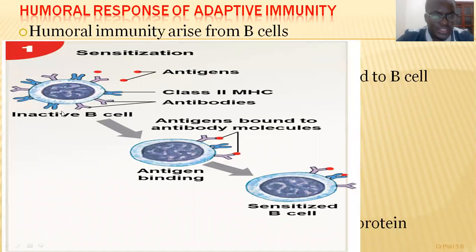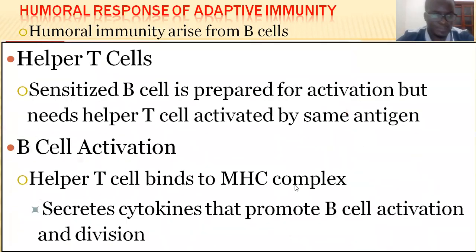So you can see the inactive B cells that can be activated by this antigen binding to antibodies. On the plasma membrane of these cells, you also have antibodies specific for antigens. But the first one, you can see here the antigen bound to the antibody molecule, then it will be internalized and processed, and then incorporated into the class 2. So this is now a sensitized B cell, the one that has been sensitized after processing of the antigen.